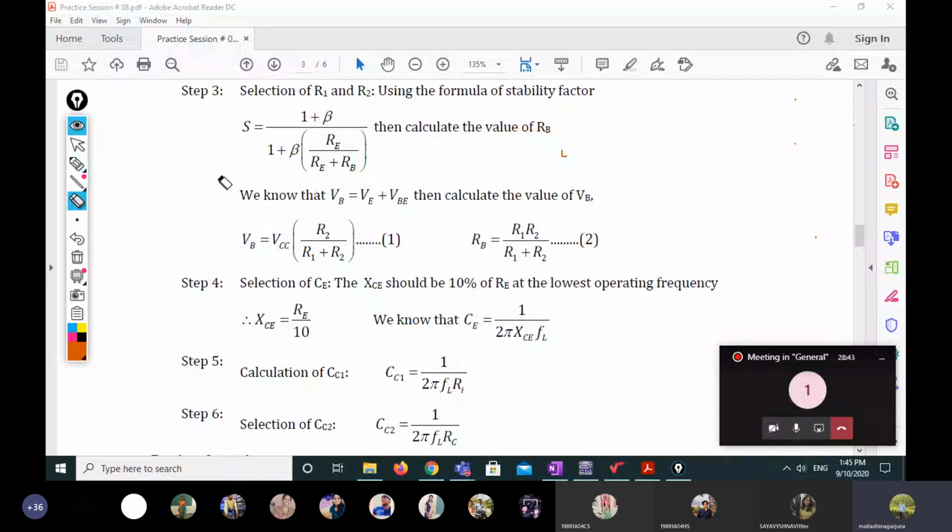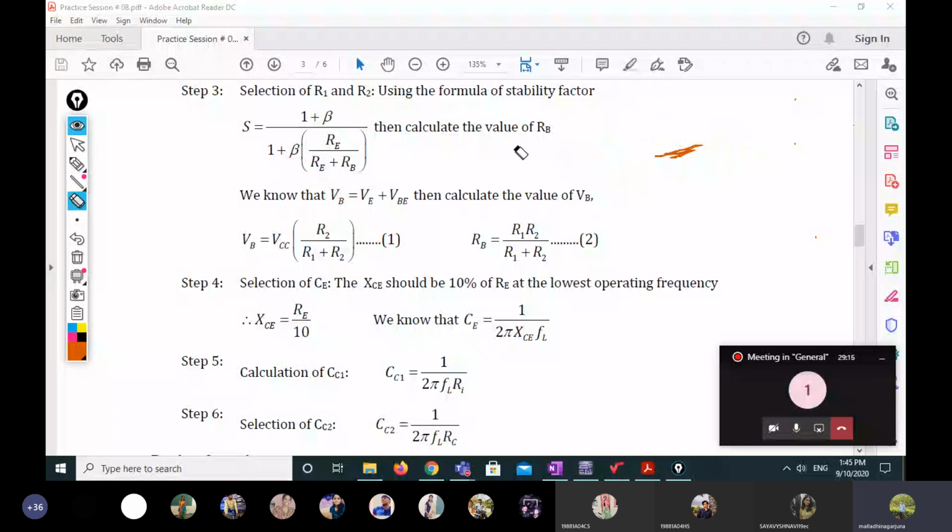Okay, so Rb you can calculate. Next, if you know that Rb, coming to the Vb equal to Vbe plus Ve, because we know that Vbe equals Vb minus Ve. So that is the equation. So from this, Vb is equal to Vbe plus Ve. Then you can calculate Vb. Clear? So now, Vb is also completed.